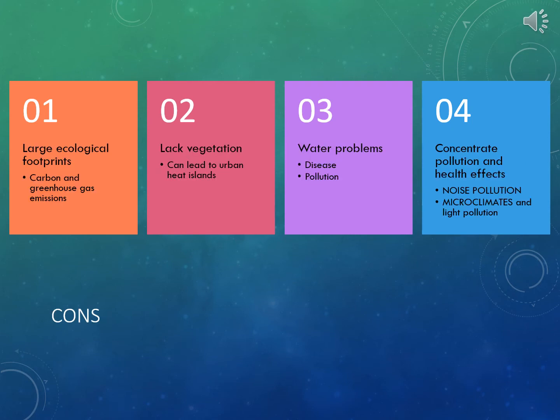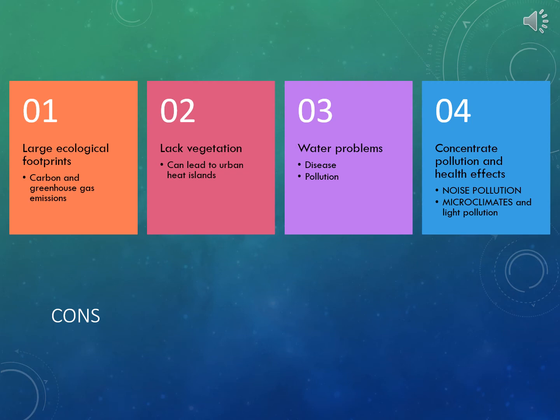For every good thing, there's always a bad thing. So what are the bad things about urbanization? They have a large ecological footprint. They have massive amounts of carbon and greenhouse emissions, and they often cause what is called an urban heat island. This can be tied to the lack of vegetation, because heat is now transferred and collected in the urban area because of a lack of vegetation, large amounts of dark surfaces, and large amounts of reflective surfaces. The city itself is actually, on average, hotter than the area around it.